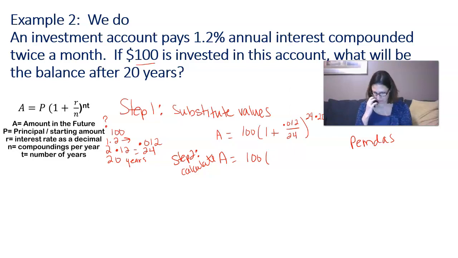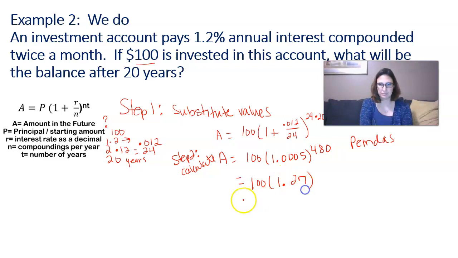So if you were to work inside the parentheses, you would get something like 1.0005. And 24 times 20, you would have gotten something like 480 up here. Then if you were to work out your exponents and take 1.0005 to the power of 480, hopefully you did that. And inside your parentheses, you got something like 1.27. And when you multiply these out, you would have gotten a dollar amount of $127, and you can round to 12 cents, and this would be after 20 years.